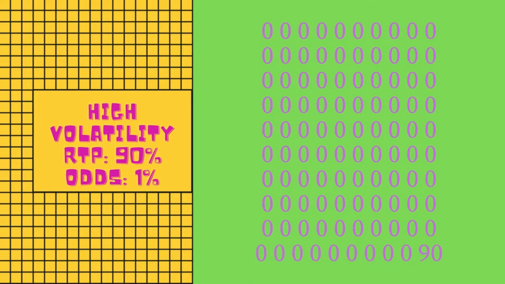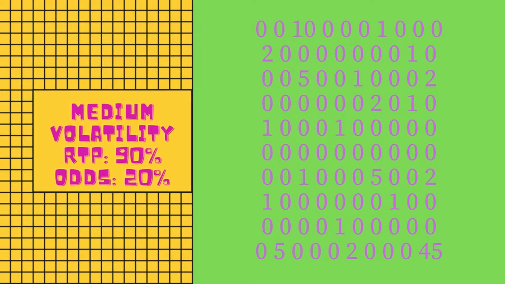In our first example, this is called a high volatility slot. You can see that out of 100 spins on the machine, you only win 1 time. So your odds are 1 out of 100. That's when you're going to win 1% of the time. However, the RTP, or the amount returned to the player, is 90% because you win $90 back at the one time that you win.